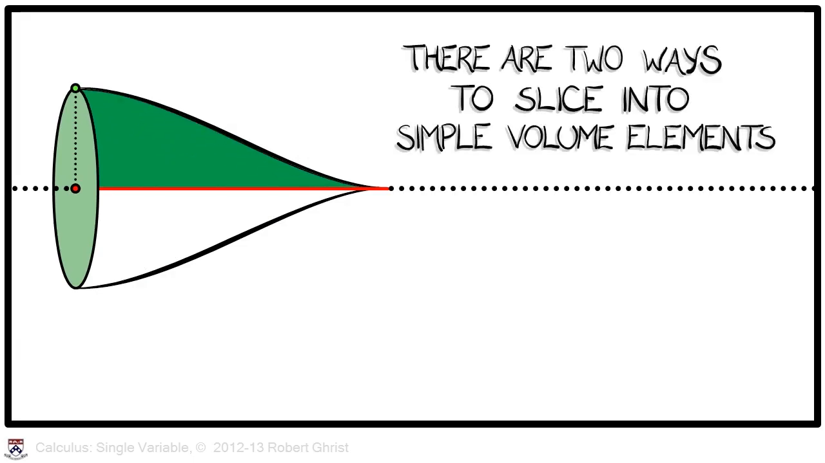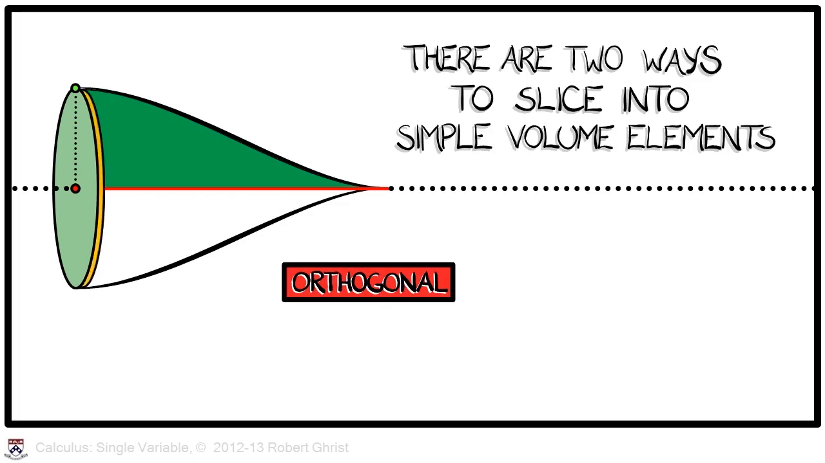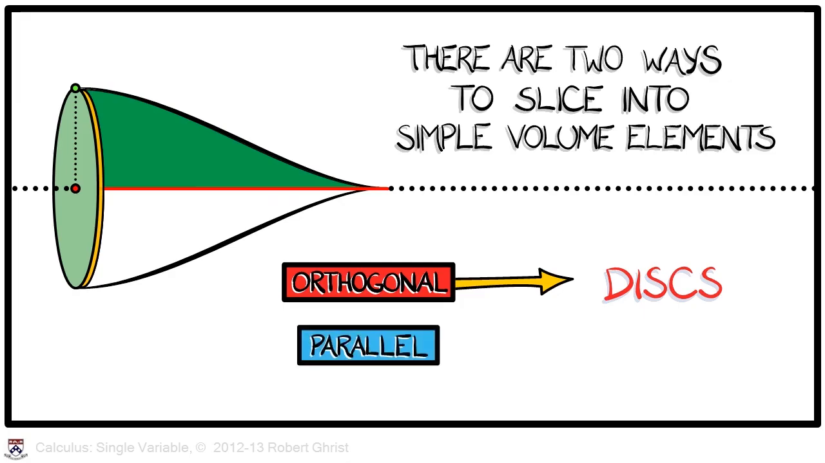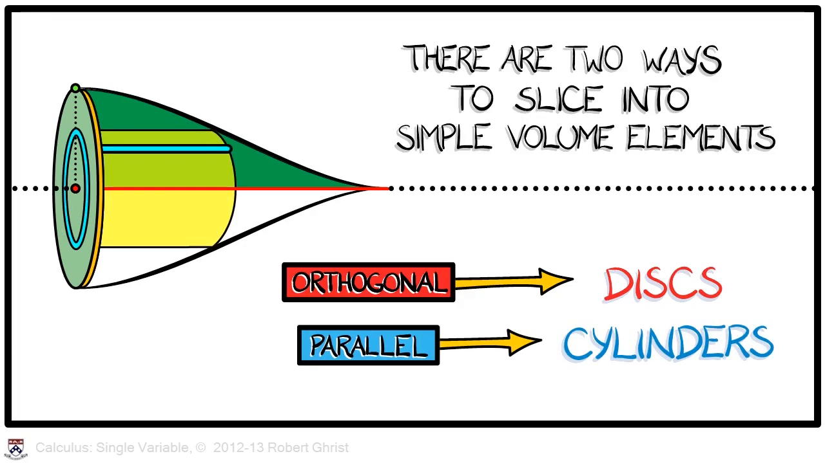There are two principal ways to decompose such an object into simple volume elements. The first is by taking slices orthogonal to the axis of revolution and progressing along the axis. This tends to lead to disk-like volume elements. Of course, the other way is parallel to the axis of revolution. Slicing about a region that is parallel leads to a cylindrical volume element. In general, let's do some examples to see these two approaches.